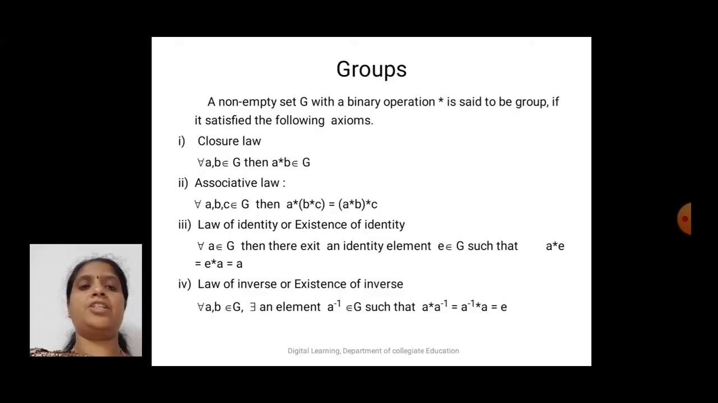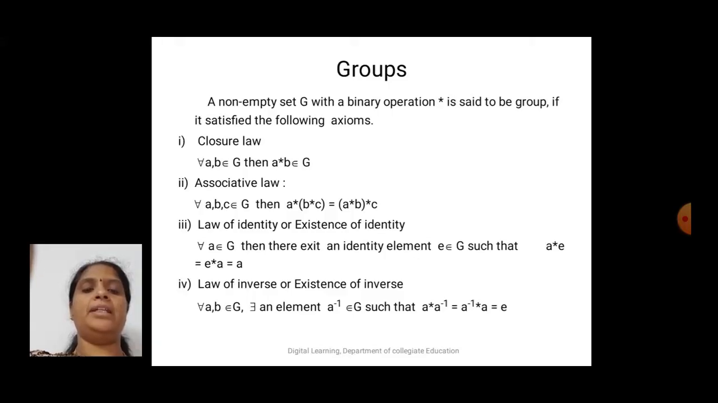So here a star (b star c) is equal to (a star b) star c. The bracket on the LHS is for b and c, on the RHS it is for a and b. So star means it is for both operations, addition and multiplication. That is, in place of star we can take addition or multiplication.